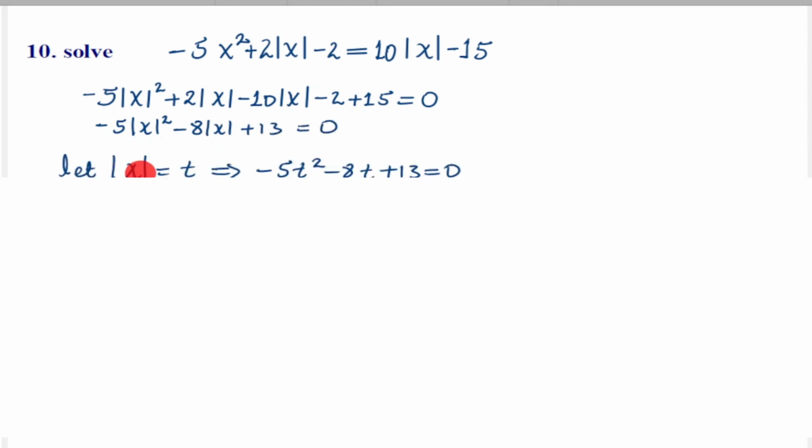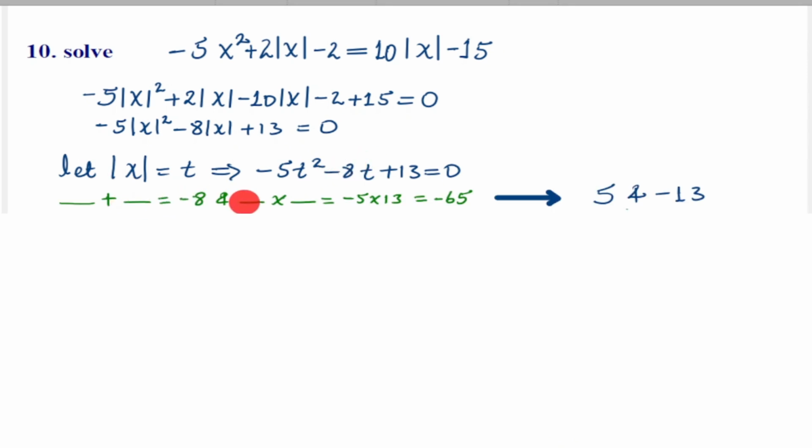Let us assign absolute value of x by t. So this becomes minus 5t squared minus 8t plus 13 is equal to 0. This is a quadratic equation. So to solve by the factorization method, we need two numbers. The sum is minus 8 and the product is minus 5 times 13, which is equal to minus 65. So these two numbers are 5 and minus 13. Then insert in place of minus 8t this 5 and minus 13 as coefficients of t. So minus 5t squared plus 5t minus 13t plus 13 is equal to 0.